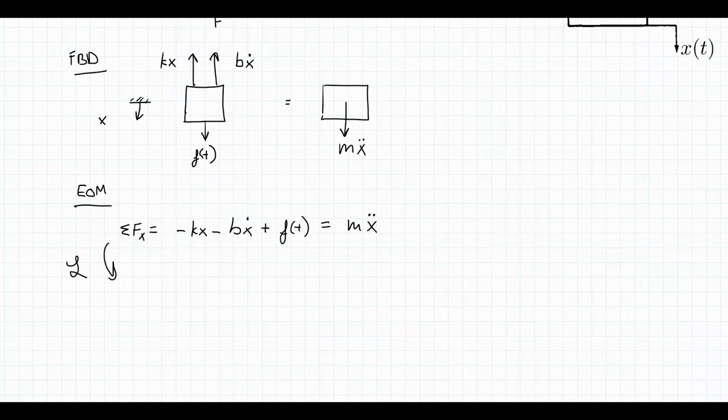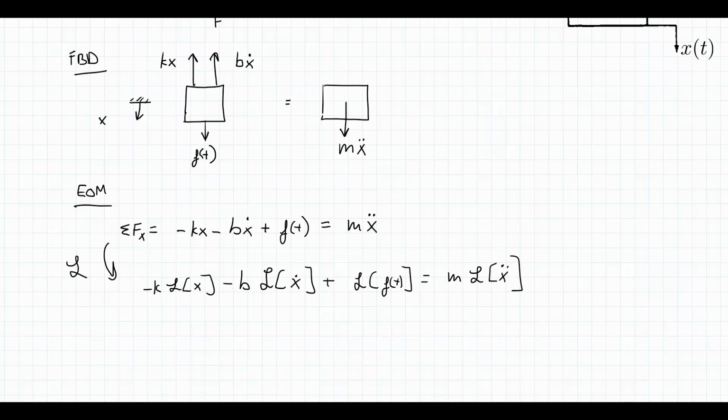So saving a little bit of time, I can say it's negative k times the Laplace transform of x minus b times the Laplace transform of x dot plus the Laplace transform of f of t equals, and now the right-hand side, I can pull that m out because it's constant, Laplace transform of x double dot. I'm going a little bit more longhand than I'll do in future examples just to show where the transfer function is coming from. So I have to do the Laplace transform of all of these time-dependent variables.